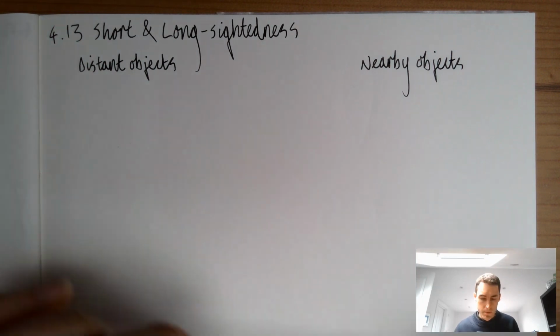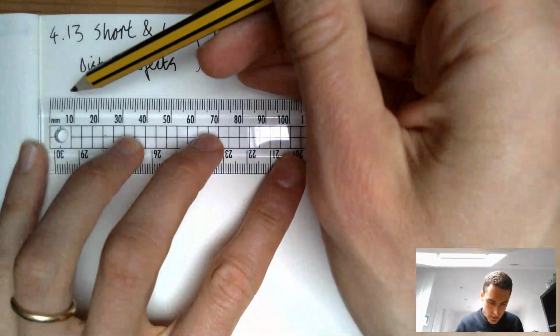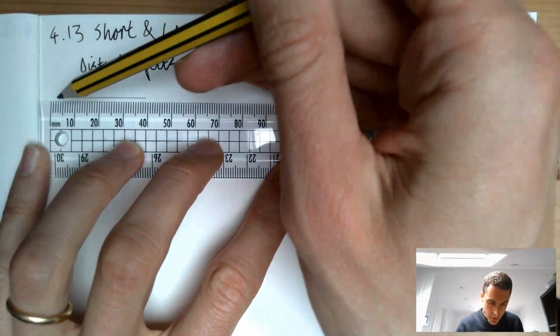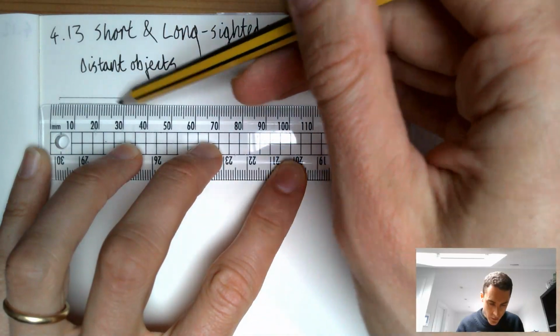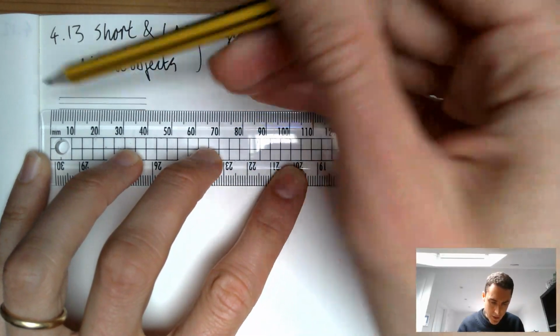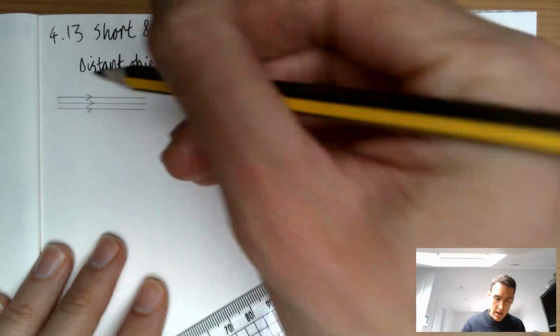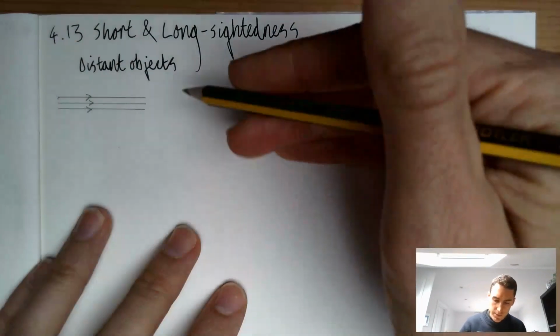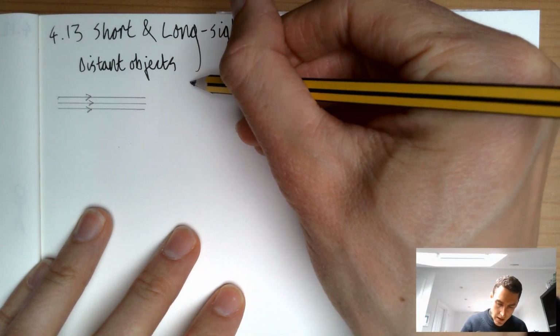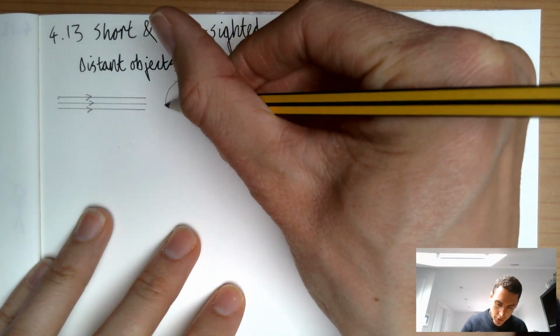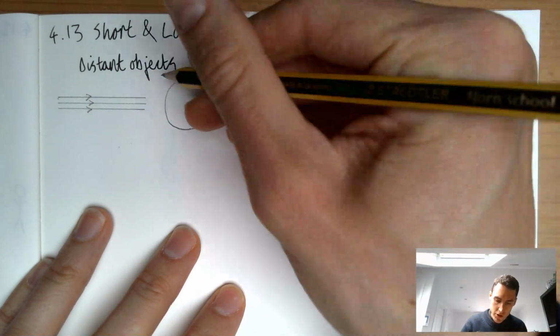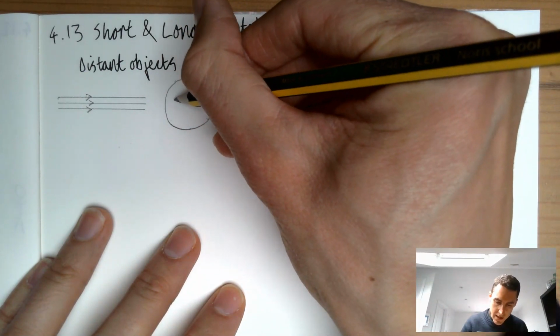What should happen if we're viewing distant objects? We can represent distant objects like this, with light rays coming in parallel to one another and to the normal. So light is coming in like this. If this is our eye here, I'm just going to draw it as a really simple circle with the lens in here like this.